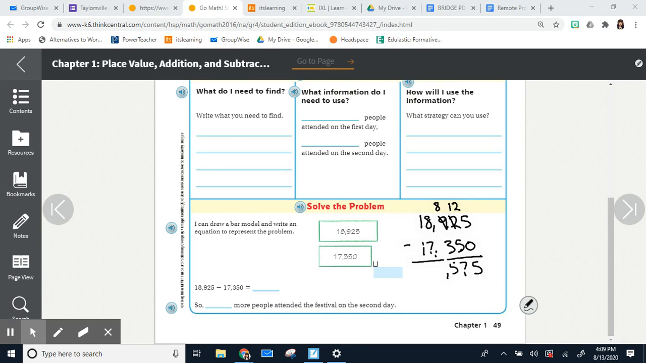Part of my smartboard doesn't work very well, so that's why there's some gaps there. 8 minus 7 is 1. 1 minus 1 is 0, so I'm going to leave the 10,000s place blank. So our answer is 1,575. 1,575 what? More people. Okay, I'm going to go to the next page.